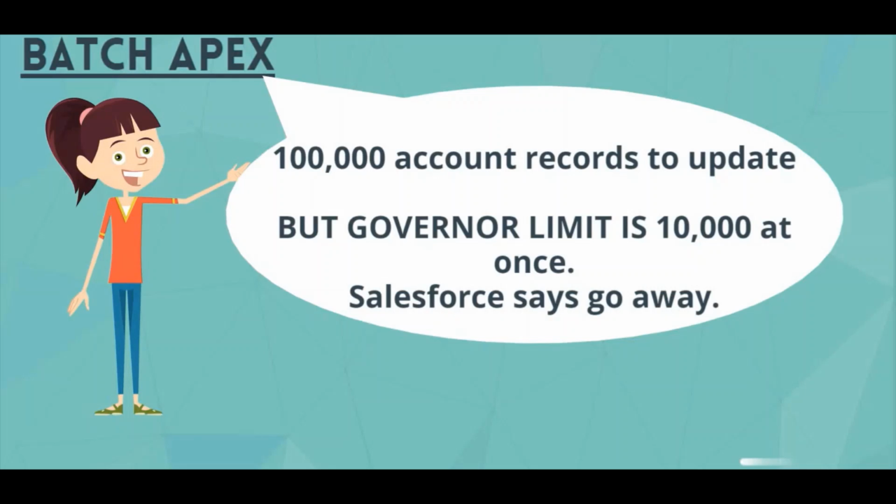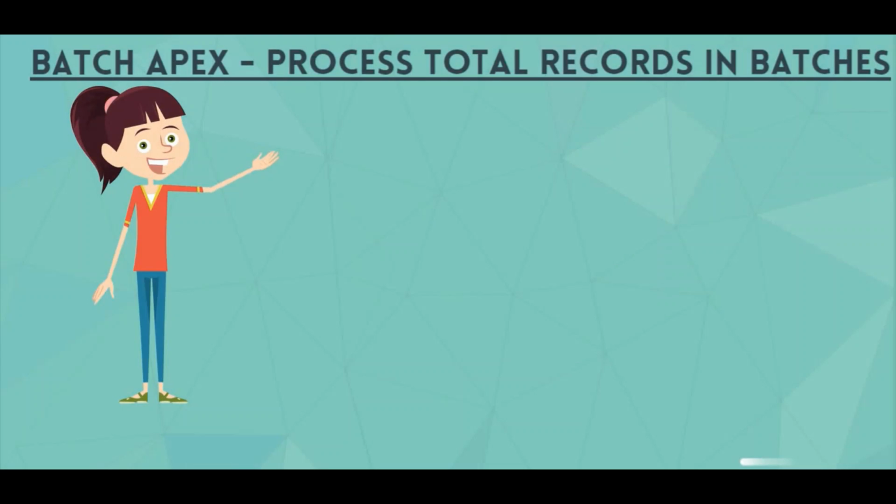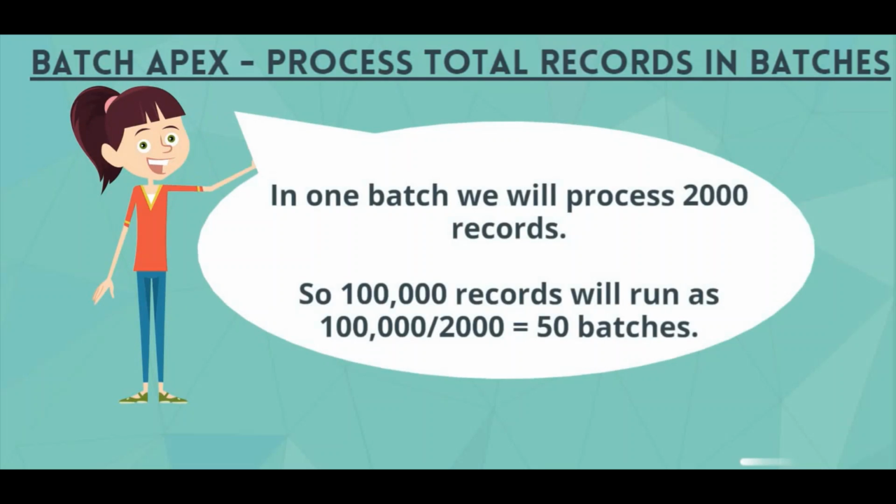Batch Apex can deal with this situation. How? Batch Apex processes the total records in batches. Let's say in one batch we want to process 2000 records. For processing all the 1 lakh records that Queueable has asked, with 2000 records for each batch, it will take 50 batches to complete.